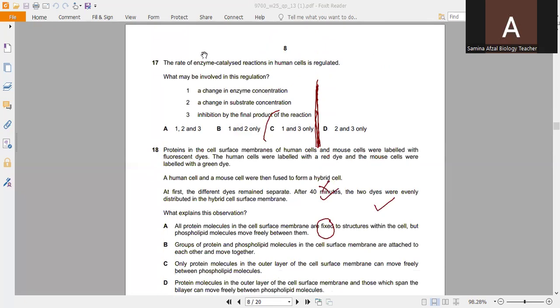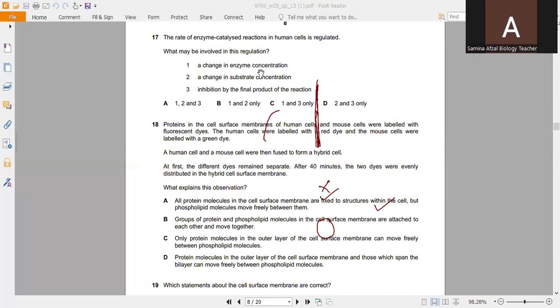Now moving towards question number 17. The rate of enzyme catalyzed reactions in human cells is regulated. We have to decide which are involved in this regulation. Again, three statements they have given us. A change in enzyme concentration. Yes, this statement is correct. Change in substrate concentration also affects the rate of reaction until the enzymes become saturated or the maximum is attained.